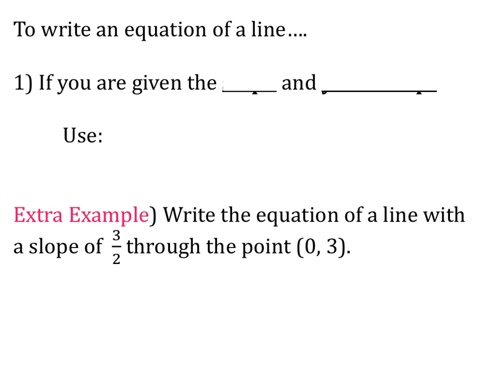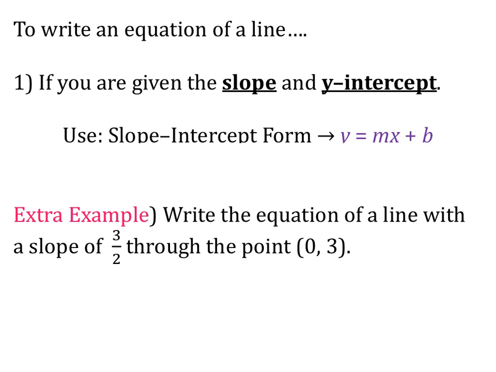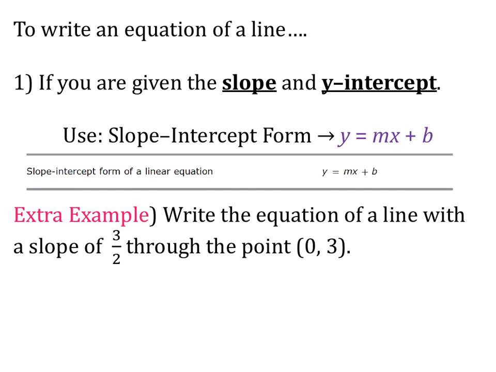So option number 1, if you're given the slope and a y-intercept, then you can use what's called the slope-intercept form, which is y equals mx plus b. And on your formula chart, you'll see this information, so it'll say slope-intercept form of a linear equation, and there you go, y equals mx plus b. So let's take a look at this extra example.